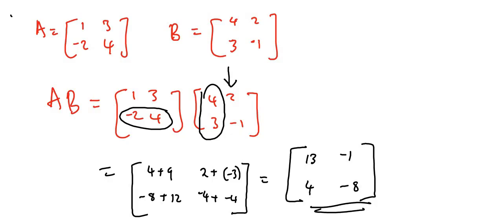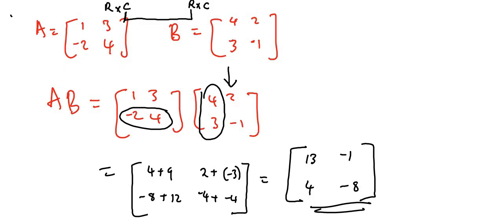So this is how we multiply matrices. And the condition to multiply is that the number of columns of the first matrix must match the number of rows of the second matrix. That's the condition. If they are not the same, we are unable to multiply. That cannot happen.